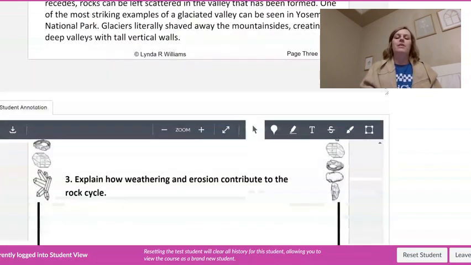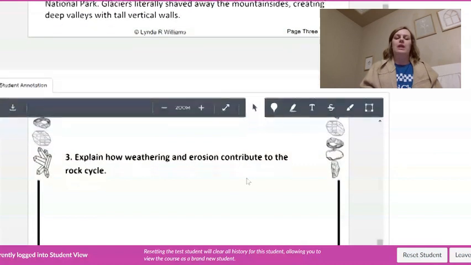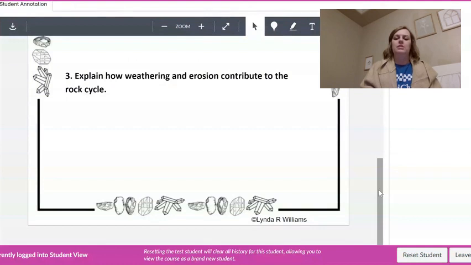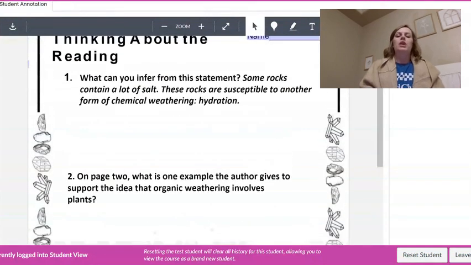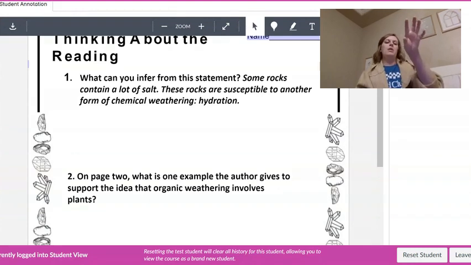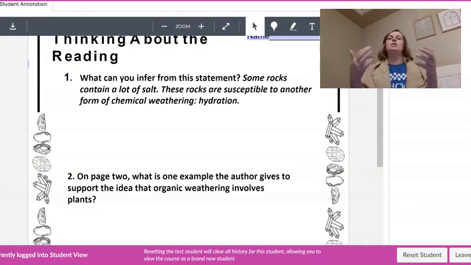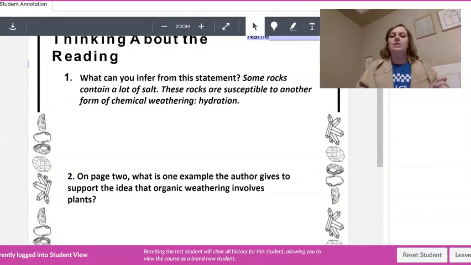Okay, now it's time for questions. You'll do that in this section down here where you would typically submit an assignment. Let me get to the first question. What can you infer about this statement? So remember, infer means use your background knowledge, things you already know, plus things you learned from the reading to fill in the gaps or to make a guess. Some rocks contain a lot of salt. These rocks are susceptible to another form of chemical weathering, hydration. So what blanks can you fill in about that sentence?